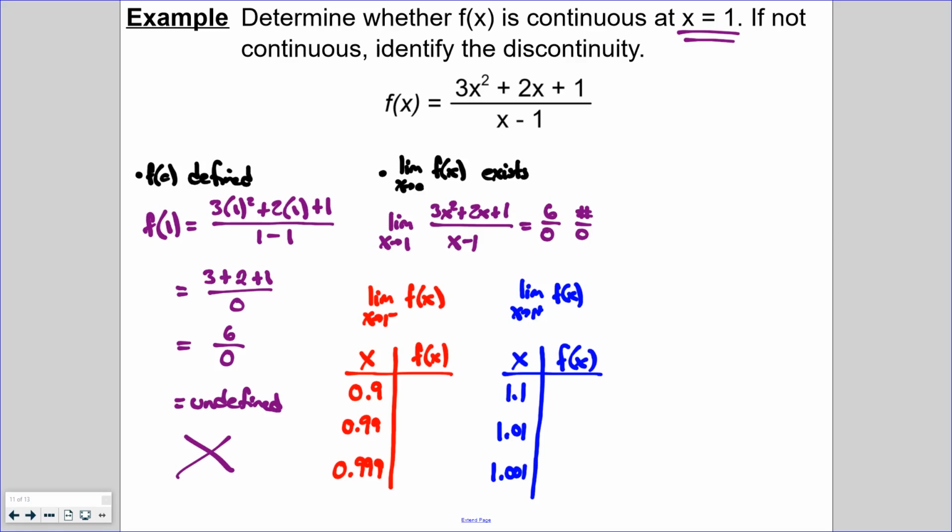Alright, then from here I'm going to throw this into my calculator and use the table feature to spit out these values nice and easy. Let's let the calculator do all the heavy lifting.